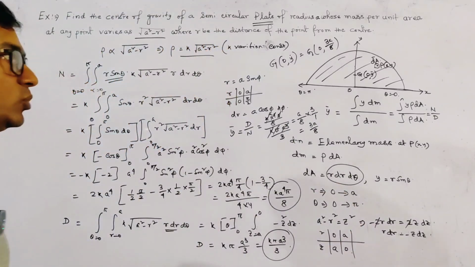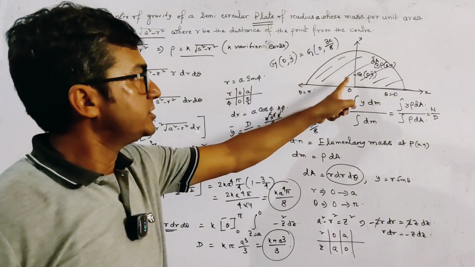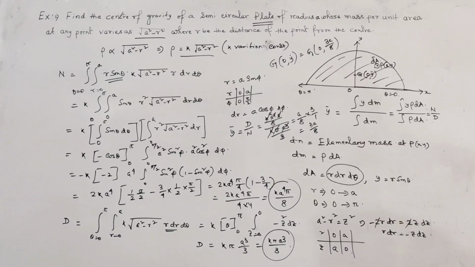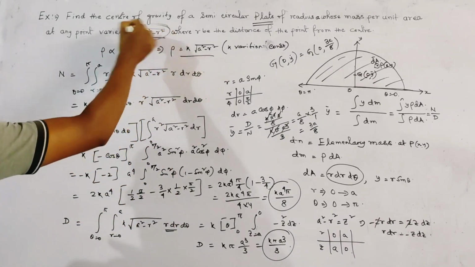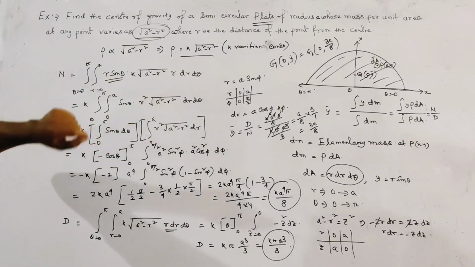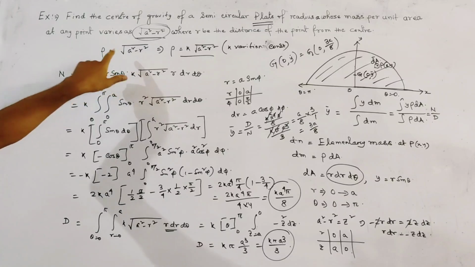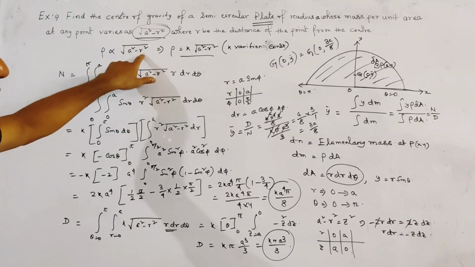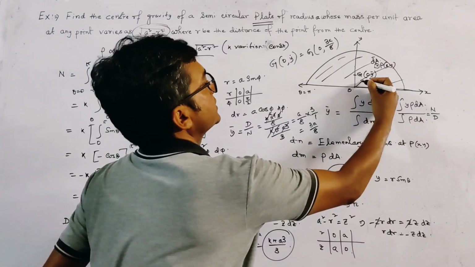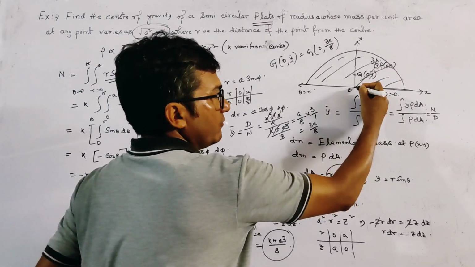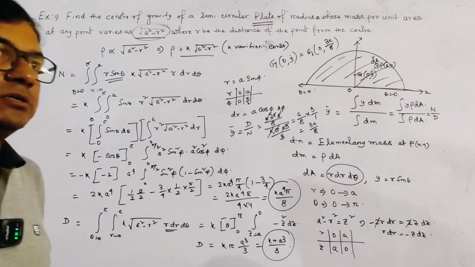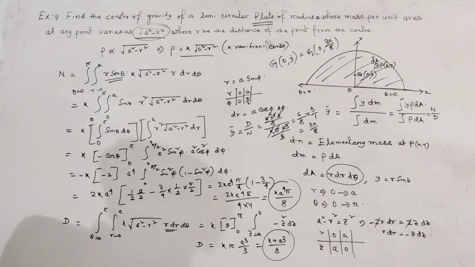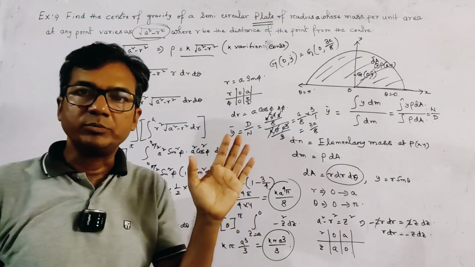Okay. So we get the coordinate of semicircular area whose density is not fixed, whose density varies with root under a square minus r square, and where r is the distance from the center of the circle. Okay, and this is our solution of the problem.